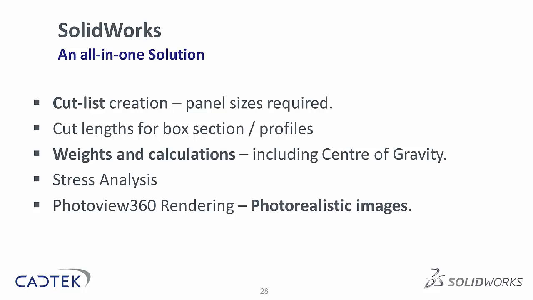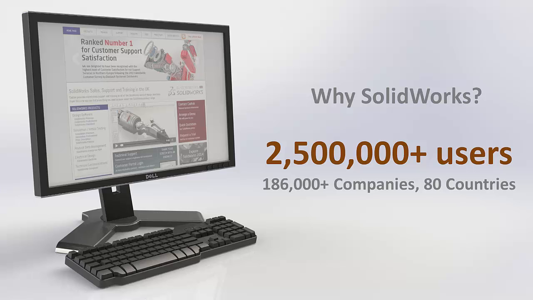We can also create cut lists, so that is things like our flat panels. So you could see that we're able to flatten our sheet metal parts. If you're doing anything with box section or profiles, we can create things called cut lengths. So that's going to give us a length of the profile that we're using. We can also use SolidWorks to evaluate the weights and calculations as well, looking at centers of gravity, for example. We can also do stress analysis, and we can also create photorealistic images using PhotoView 360. That's our render engine.